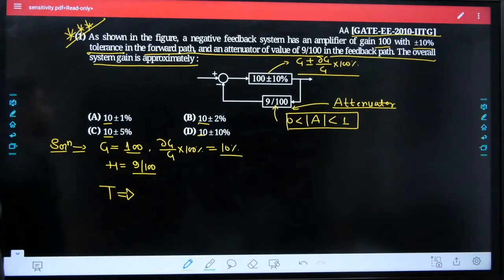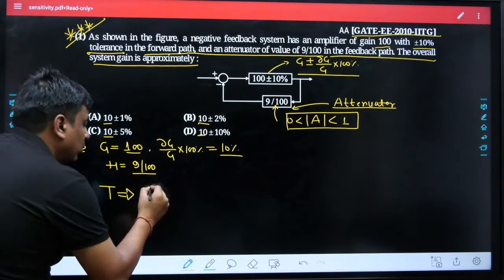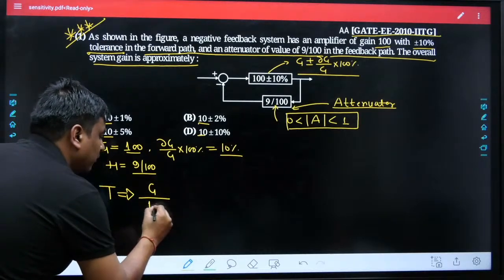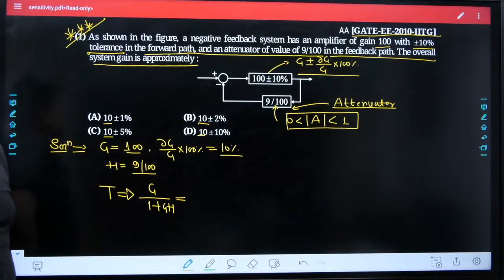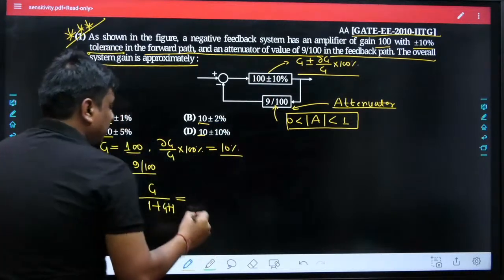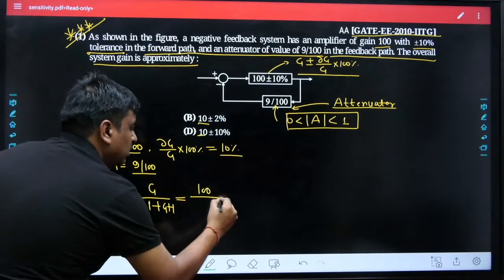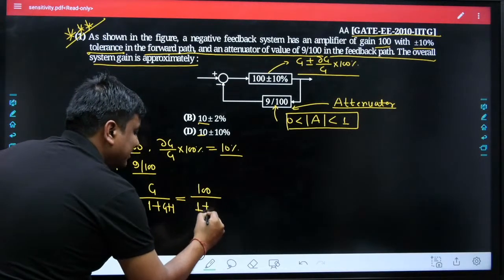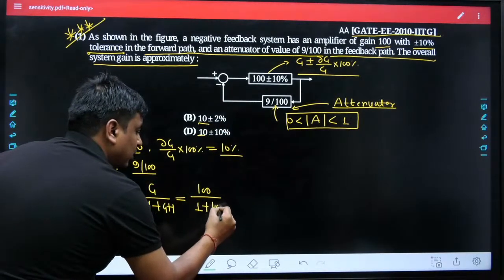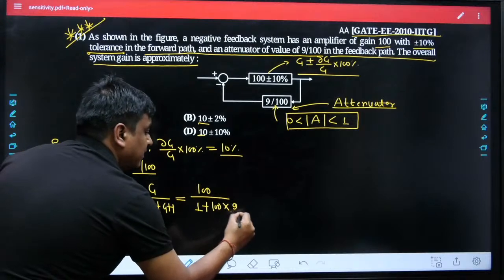G is fixed at 100, what will happen? See, the T is simply going to be G divided by 1 plus GH. May I know what's the perfect worth of G? The perfect worth of G is nothing but 100. And here goes 1 plus G. G is again 100. And what about the H? H is nothing but 9 divided by 100.